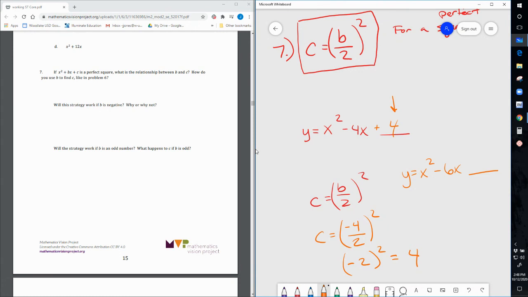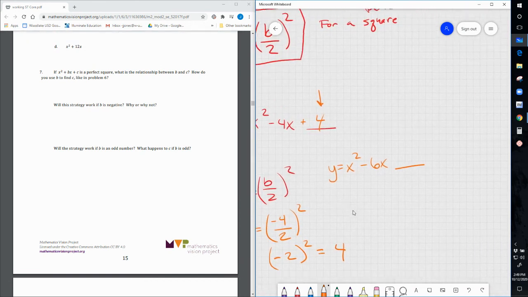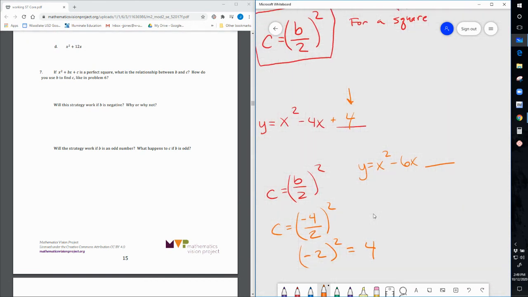All right, lastly, will the strategy work if b is an odd number? And then what happens to c if b is an odd number? I'll let you guys fiddle with that. You could try negative 5 or positive 5. Don't even make it negative. x squared plus 5x. If you use the rule, what does this end up equaling?